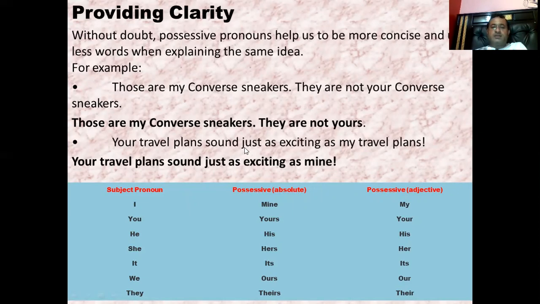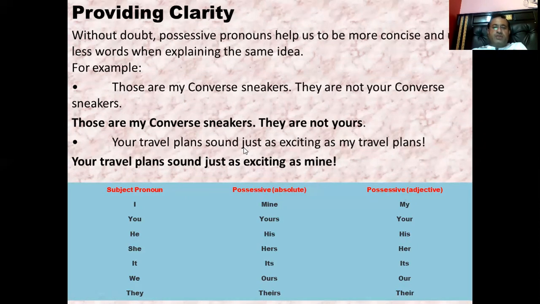It means your travel plans are exciting, and my traveling plans are also exciting. So we can combine it simply by using the possessive pronouns. Your traveling plans sound just as exciting as mine. So these possessives provide more clarity. They help us to be more concise and use fewer words when explaining the same idea.